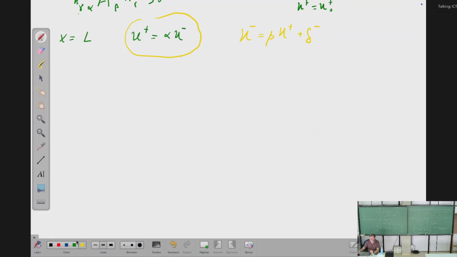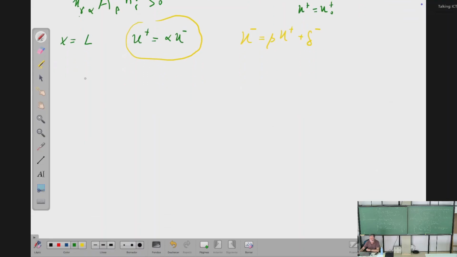Well, let's look at the energy. Let's do first this one. So let's look at the energy, right? The energy of these things is defined as u square, the integral between 0 and L dx. Okay?